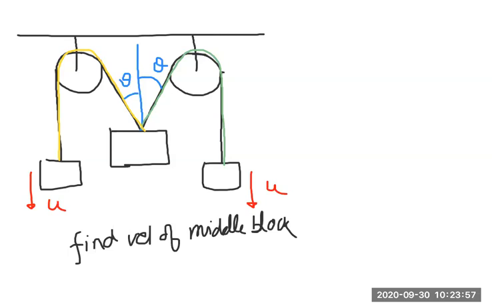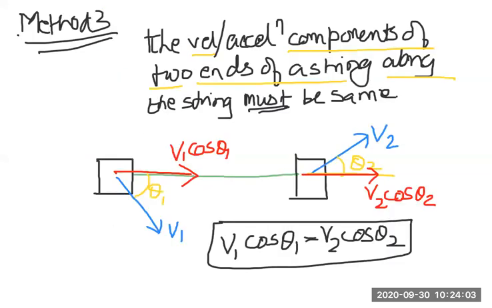Look carefully what I do. मैंने आपको मेथड 3 क्या बताया? मेथड 3 is something which is again a restatement of the fact that the length of the string must remain constant. So what you are supposed to do is that you are supposed to look at one end of the string and you are supposed to look at the other end of the string, and since this string is inextensible, therefore all I'm saying is that the velocity of these two black dots along the string must be the same.